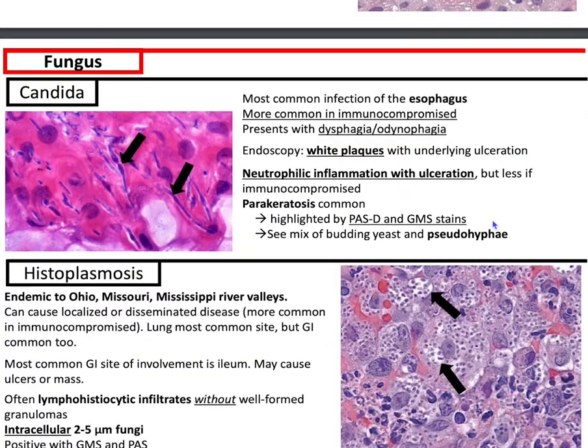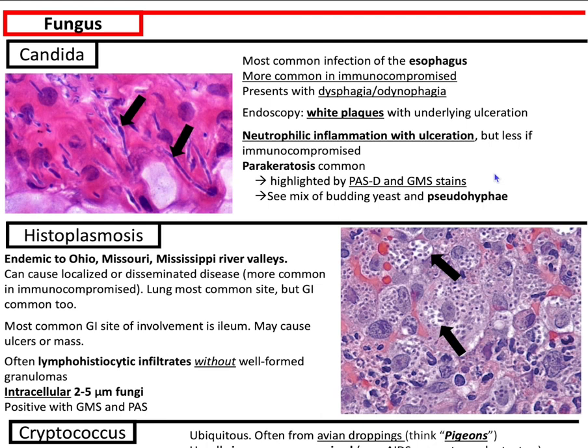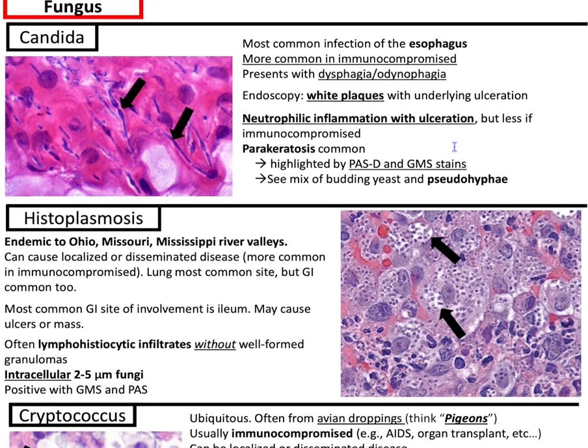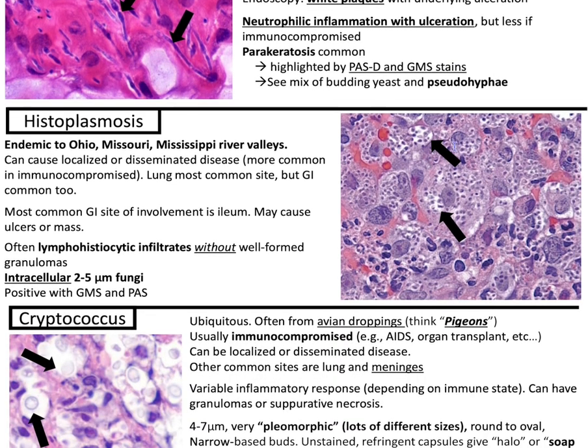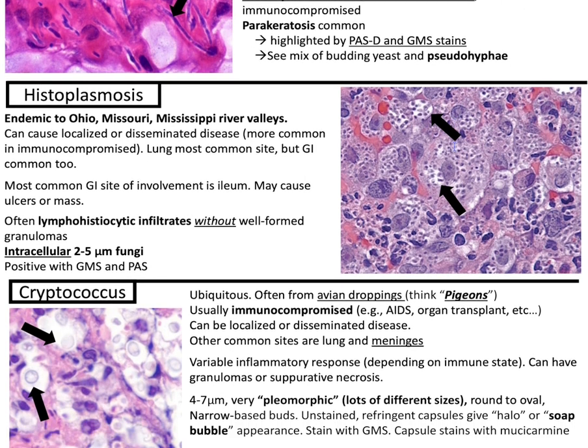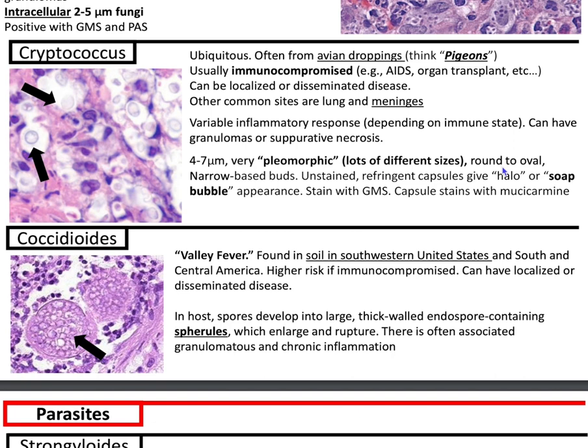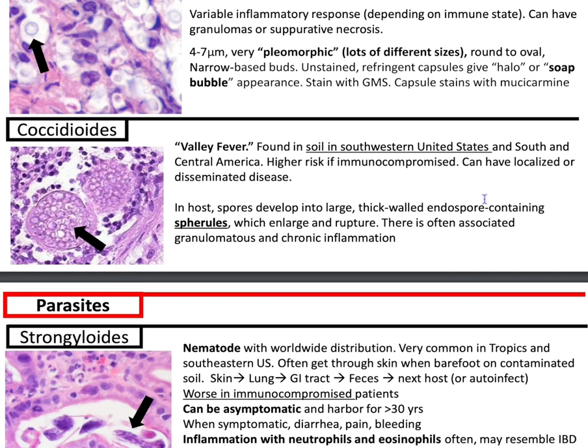Fungus: white plaques endoscopically, neutrophilic inflammation with ulceration, shredded wheat sign, get your PAS-D and GMS. Histoplasmosis, Ohio, Missouri, Mississippi River valleys, lymphohistiocytic infiltrates without well-formed granulomas, intracellular and dispersed within the cell, in contrast to Leishmania, which is just marginating in the periphery. Cryptococcus, very pleomorphic, lots of different sizes. Look for your soap bubble appearance. You can stain with GMS. Coccidioides, valley fever, thick-walled endospore-containing spherules.